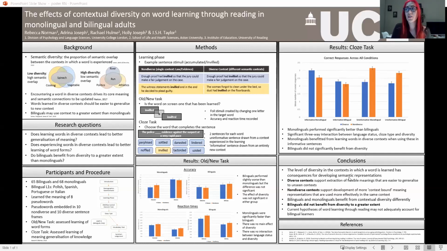So what does this tell us? Well, firstly, this shows that bilinguals do not benefit from diversity to a greater extent than monolinguals. And secondly, these results show that diverse contexts support the extraction of flexible word meanings that are easier to generalize to new contexts. And on the other hand, non-diverse contexts result in context-bound representations which are more effectively used in the same context.